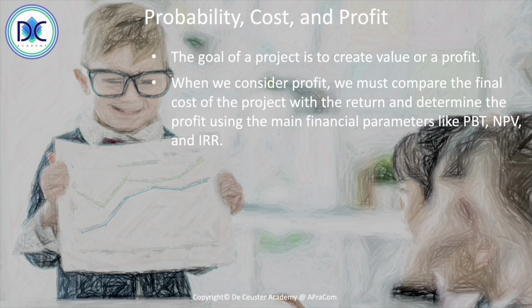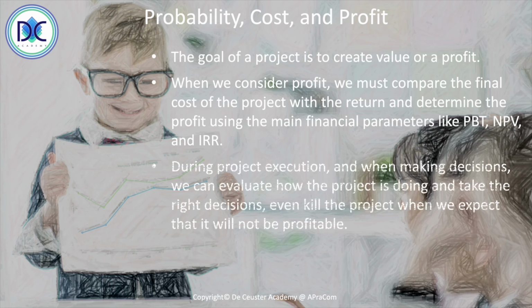When we look also at the project execution and when we make decisions, we can also evaluate how the project is doing and make the right decision. And in certain cases, when we see that our prognoses are so much out of line, we can even kill the project when we are sure that the project will not be profitable. We don't want to finish work on projects that will not be profitable, because then it will be a loss, and that's not good for the organization.